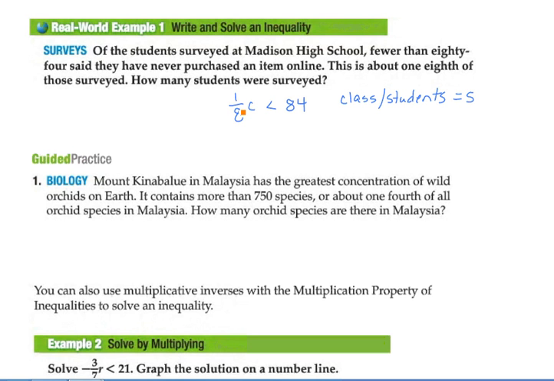Remember, how do we undo a fraction? We multiply by its reciprocal. So to undo 1/8, I'm going to multiply by 8 over 1. 84 times 8, we have our class size, or our students, are less than 672. How many students were surveyed? 672 students were surveyed.